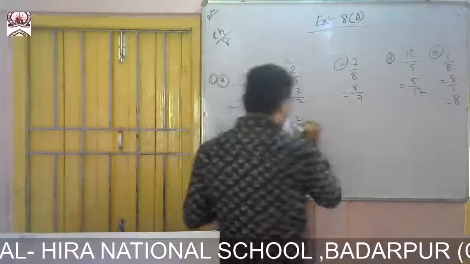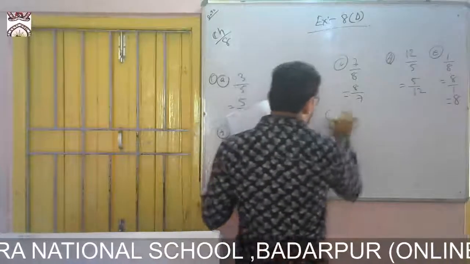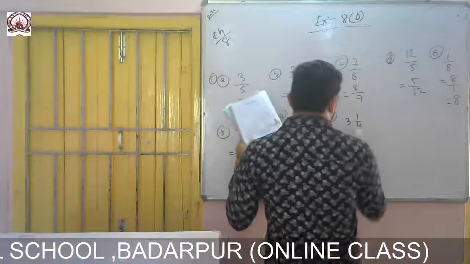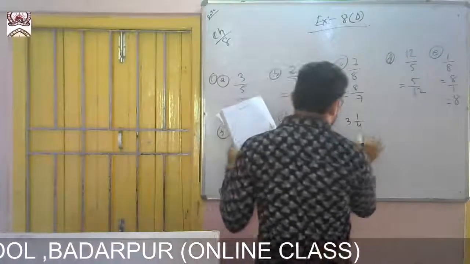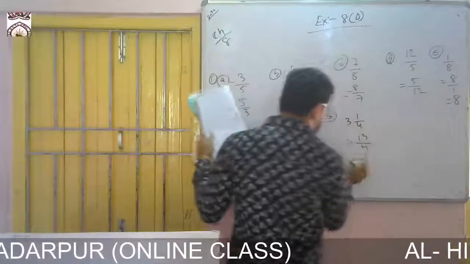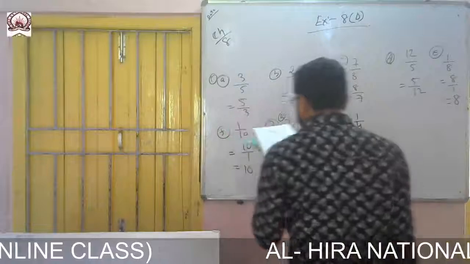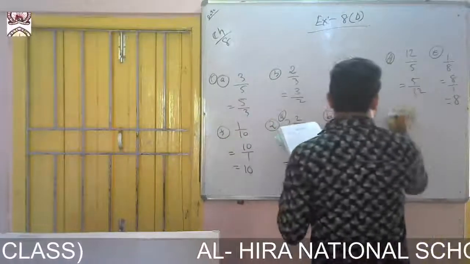Now come to B. 2B, what is there? 3, 1 by 4. So 3 4s are 12 and 1 is 13. This will be 13 by 4, and the reciprocal will be 4 by 13. So like this C you can do. Okay. Now come to D.